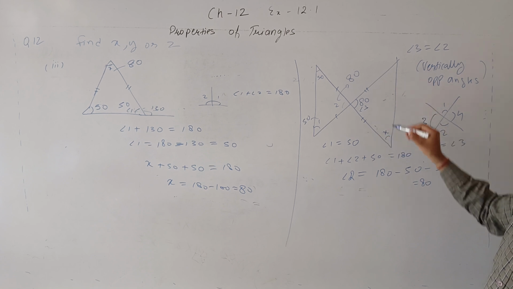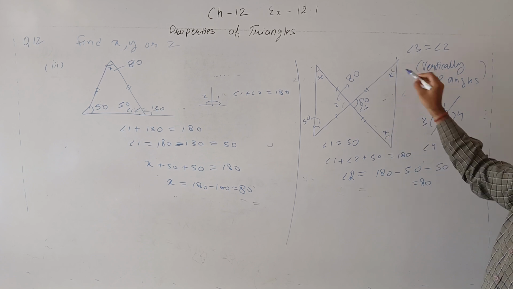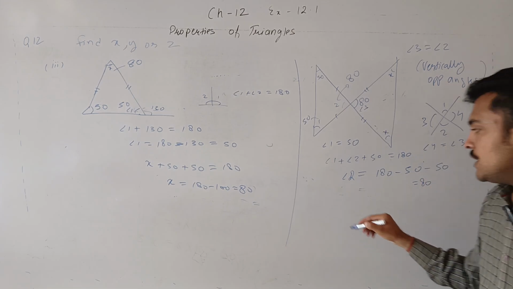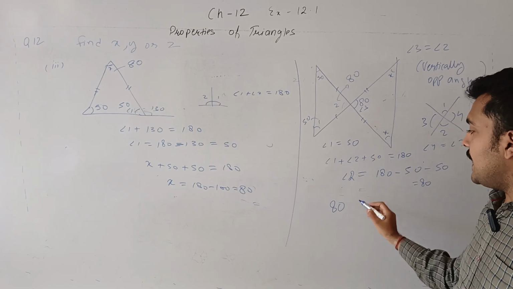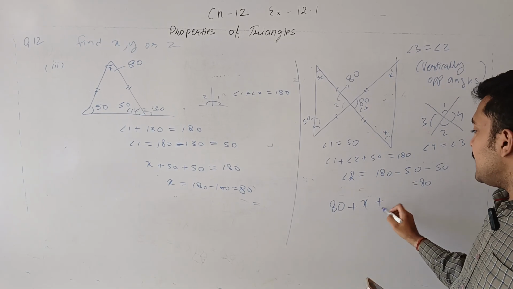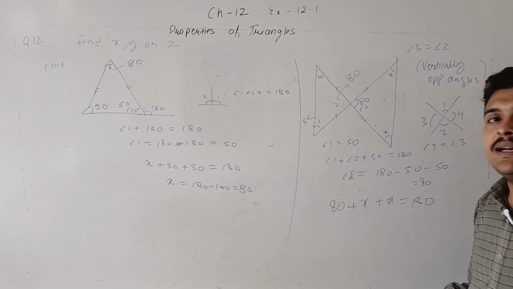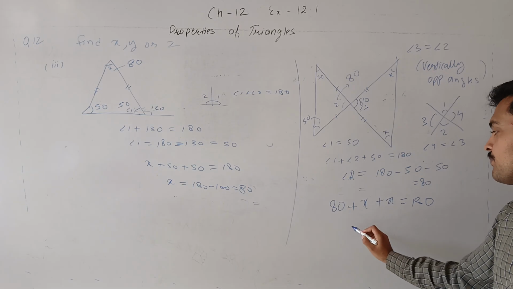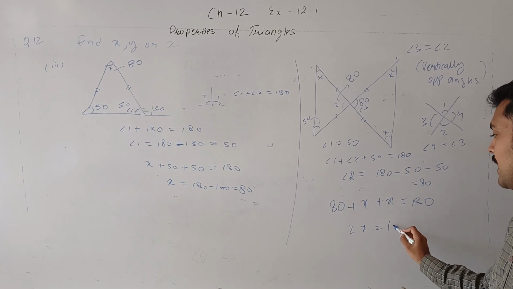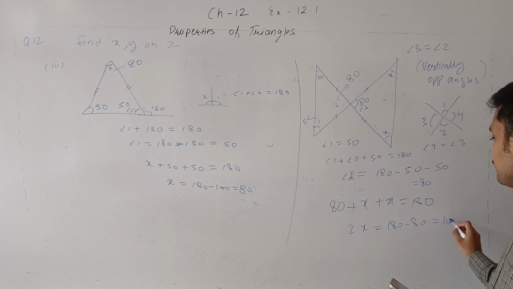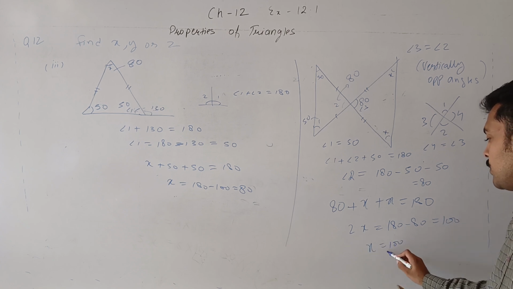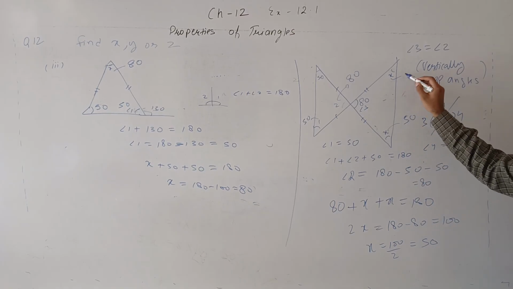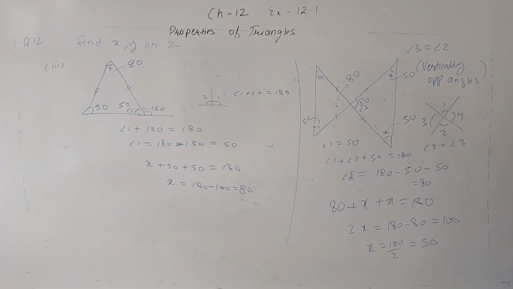Since the two sides are equal, this angle is angle x, and this angle is also x, because these are the angles corresponding to the equal sides of a triangle. Therefore, in this triangle, 80 plus 2x must be equal to 180, as the sum of all the angles of a triangle is 180. Therefore 2x is equal to 180 minus 80, which is 100. So x is equal to 100 upon 2, which is 50. So these two angles are 50.